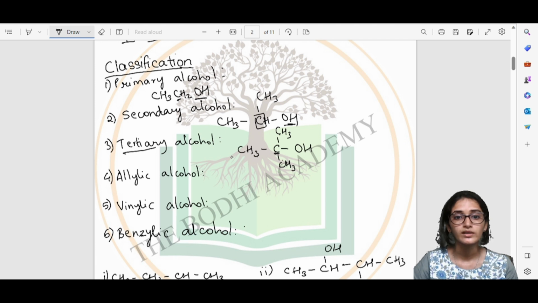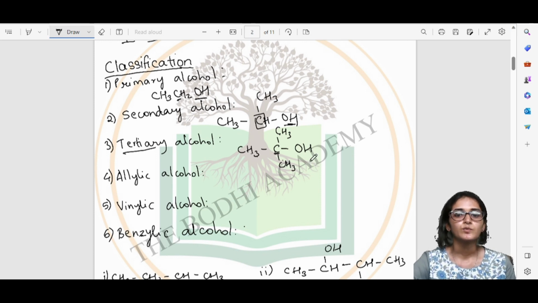Now why are these all important? Because for the properties and some of the chemical reactions that we are going to study, these three things are very important to define the order and the reactivity. So that's why we have to first understand what primary, secondary and tertiary alcohol are.